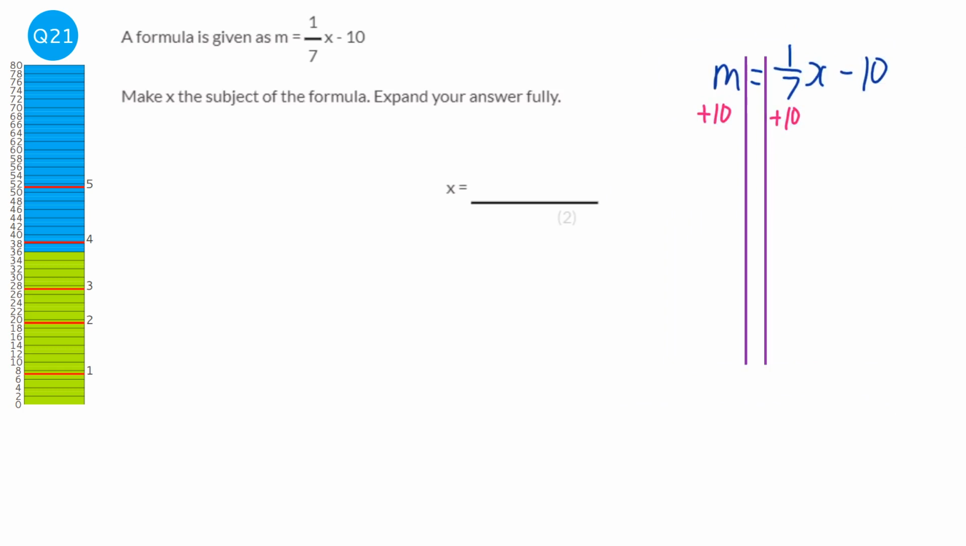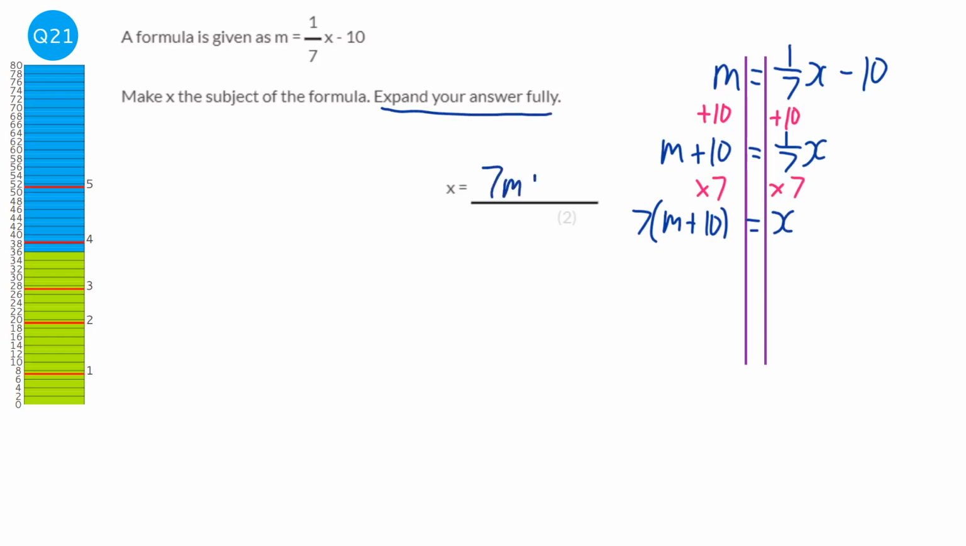Okay, so we're left with m plus 10 on the left hand side, and we've got 1/7 x on the right hand side. Now to get rid of the 1/7, what I can do is just times both sides by 7. So 7 brackets m plus 10 equals x. So x therefore would equal 7 brackets m plus 10, but it says to expand your answer fully, so we're just going to expand the brackets.